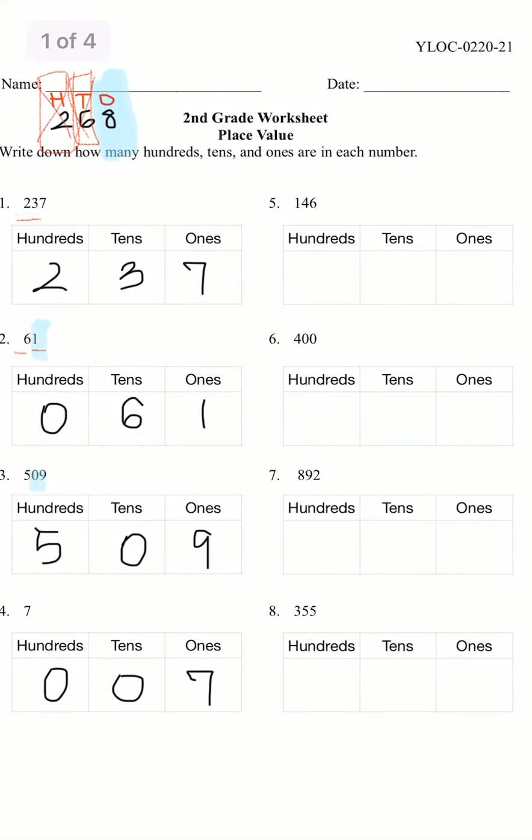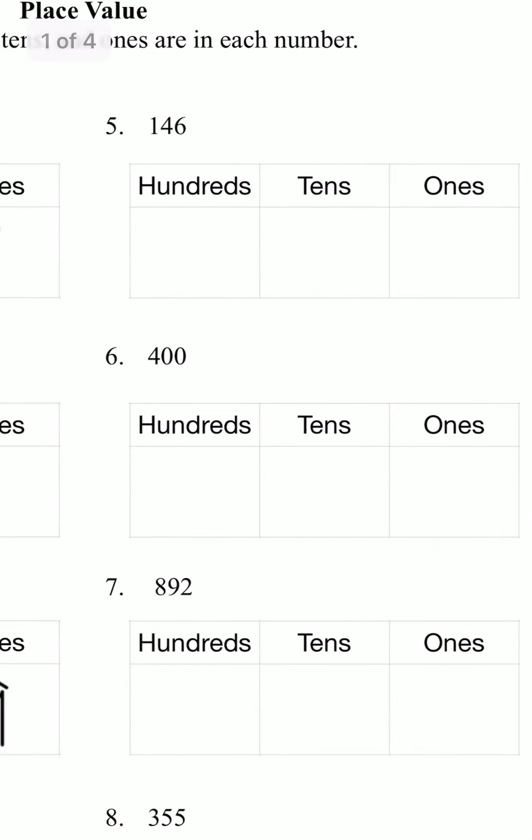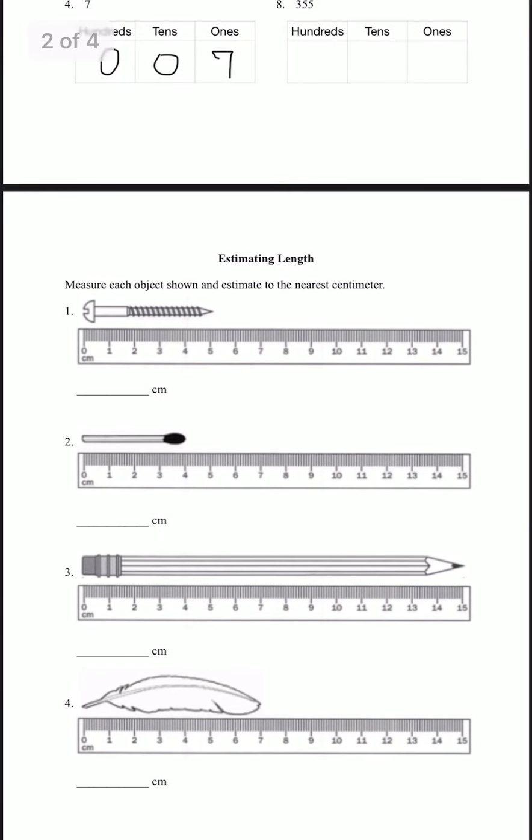Let's try number 6. We have 400, and 400 is a 3-digit number. 4 hundreds, right? And because we have 2 zeros over here at the end, we're going to have 0 tens and 0 ones. Okay? Now the next page, estimating length.